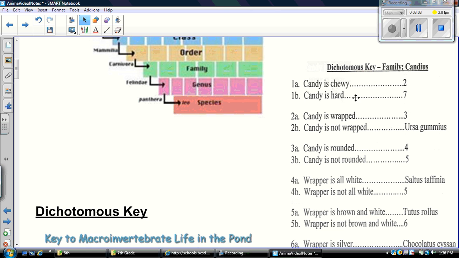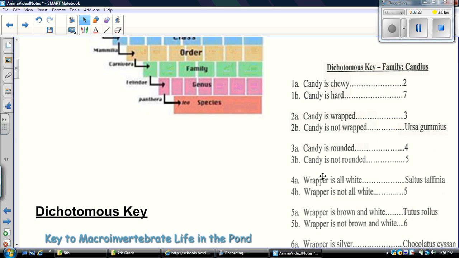Okay, this one they did with candy. So if the candy is chewy, it says go to number 2. So you would go down here to number 2. Is the candy wrapped? Go to 3. If the candy's not wrapped, then you've got gummy worms, because gummy worms are not wrapped and they're chewy. If it's wrapped, you go to 3. If it's round, you go to 4. Not round, 5. 4, if it's all white, you've got some taffy. If it's not round, you're going to go 5. If wrapper's not right, and so forth.